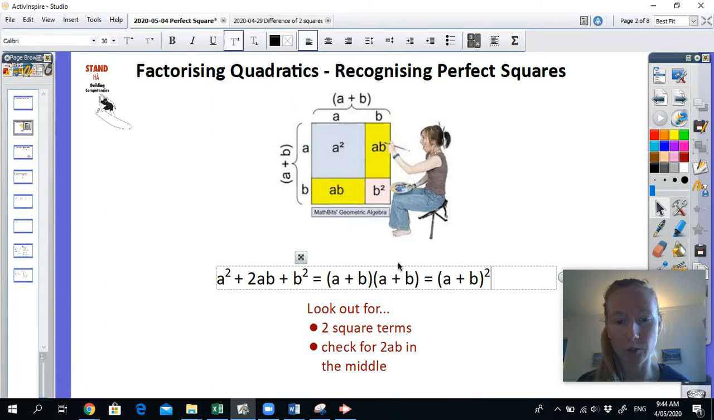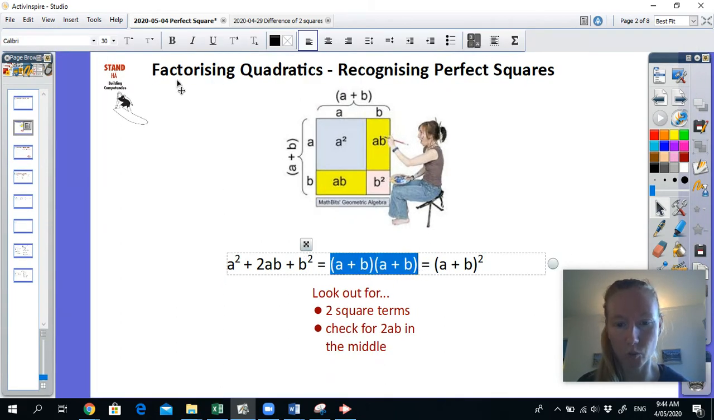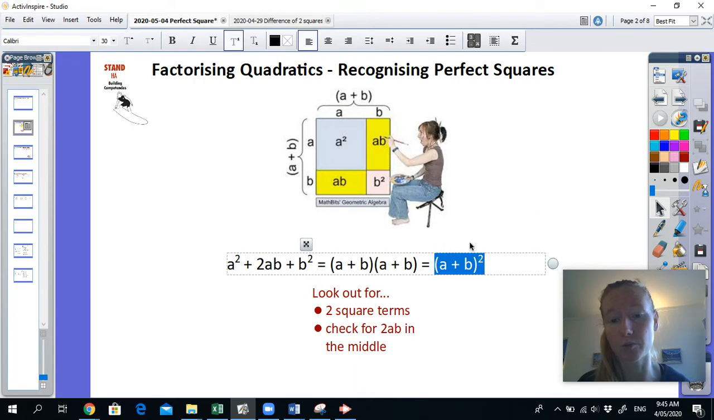Quite a few of you earlier were writing your answers when you were factorizing perfect squares like that one in the middle. But just try and remember, as a lot of you wrote in your notes, that that should always be simplified to a plus b all squared.